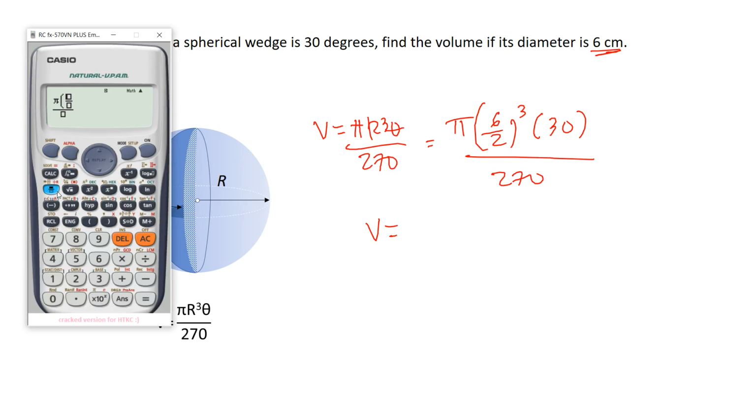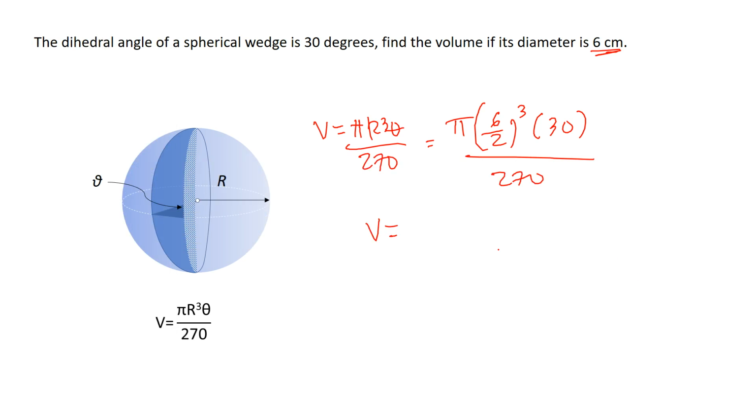Pi times 6 over 2 cubed times 30 over 270. What do you get? 3 pi. In decimal, what do you get? 9.42 cubic centimeters. And that's it, guys.